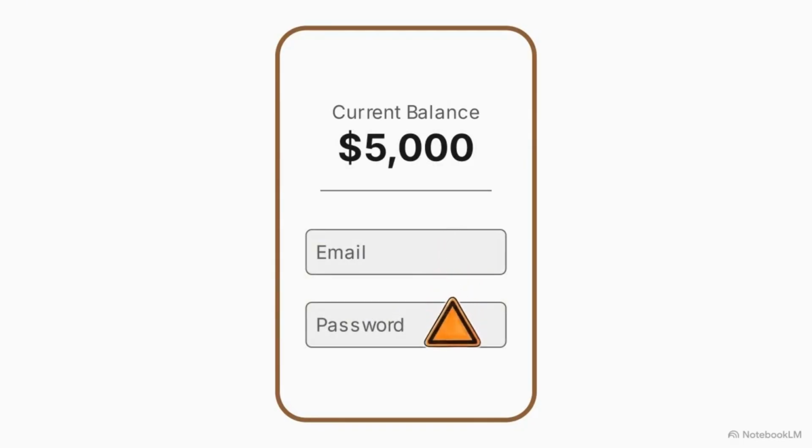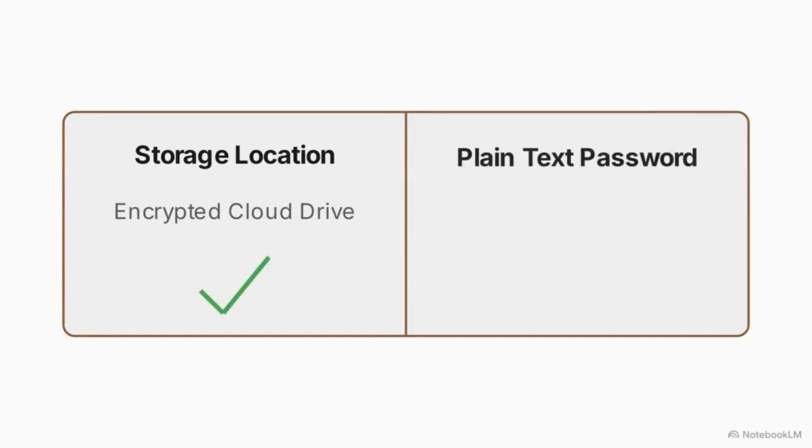Notice the red warning triangle blocking the password field. This protects you from the digital ghost trap. Your inventory must list the specific location of your assets and note whether they require a key or password, but it must never contain your actual passwords in plain text.